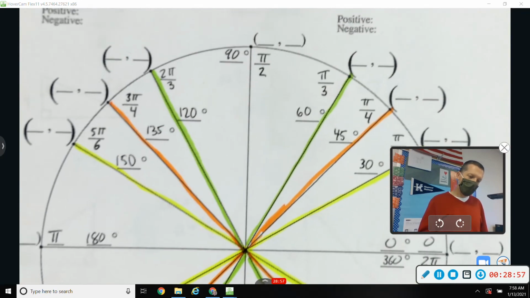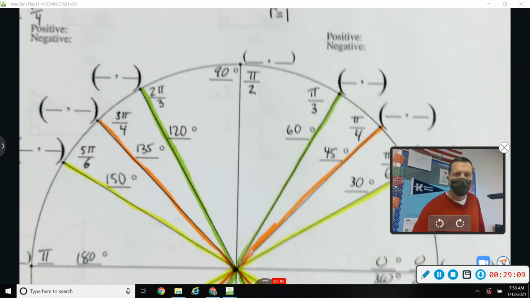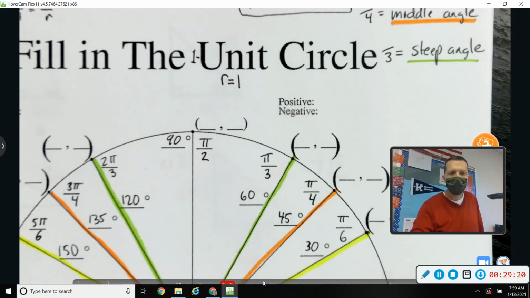Now, we still got more blanks to go here. And those are going to be the coordinates, or the cosine and sine of all those angles. But there's a fun way to do that, and you guys at home, you're going to miss out on the cutting and pasting fun that we're about to do. But we'll come back and you can label it when we get back.